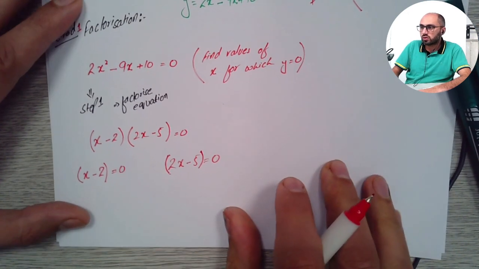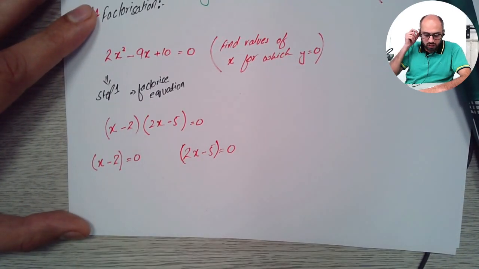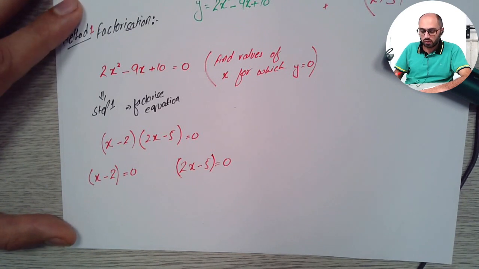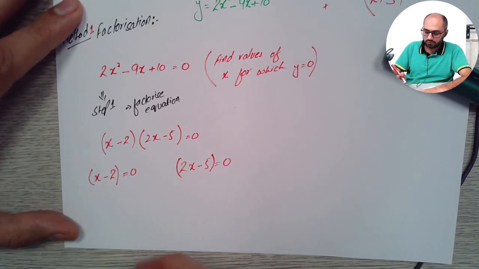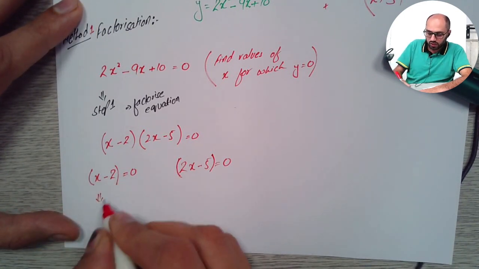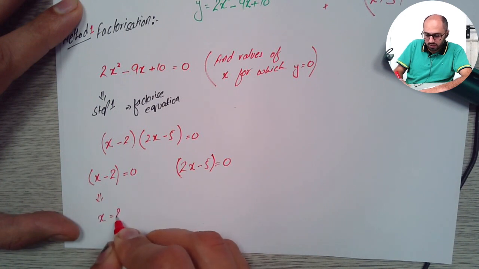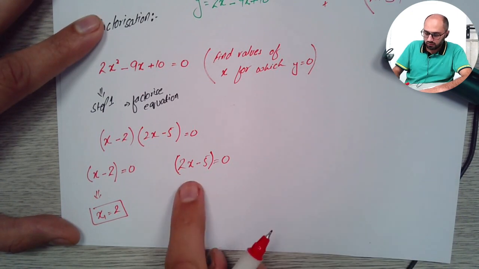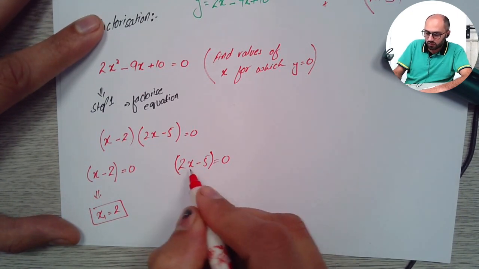And then you will solve this to find the value of x. In other words, following this, you will make x your subject first. If you make x your subject, you will end up with x equals 2. This is the first value. I'll call it x1.